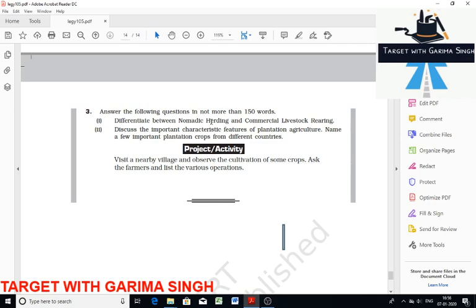So first point of nomadic herding, you can see in nomadic herding, herders move with their animals from place to place and rely on them totally for food, clothes and transportation. Whereas commercial livestock rearing is a modern practice of rearing animals for export of animal products. Then nomadic herding is a primitive subsistence activity, whereas commercial is a modern scientific market oriented activity. Then in nomadic, multiple animals are kept depending upon the region. Here, a single type of animal is kept.